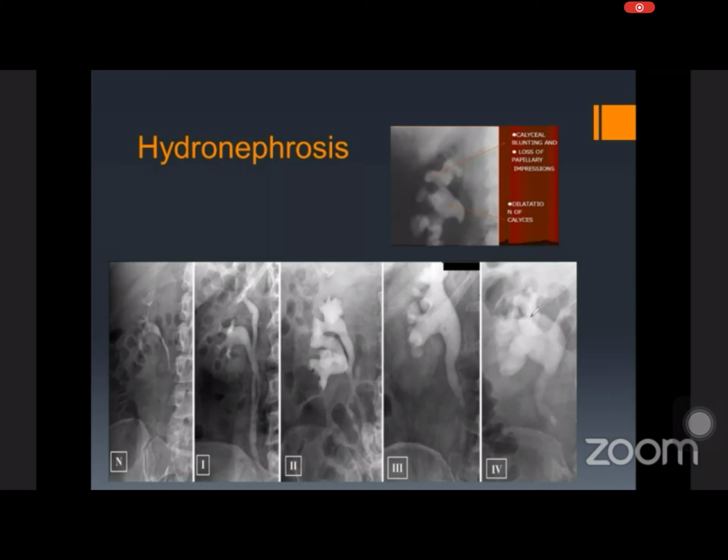As the hydronephrosis progresses, there is ballooning of the calyces, and so the calyces get significantly dilated. And so the papillary impressions are lost. Here we don't see any papillary impressions in a grade 4 hydronephrosis. This is a picture showing a grade 4 hydronephrosis. What we see here is a significant dilatation of the pelvis and the calyces, and we see a loss of papillary impressions.